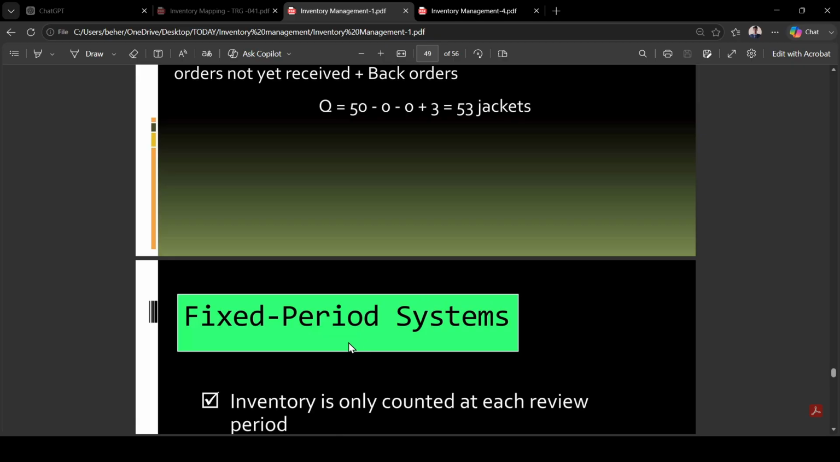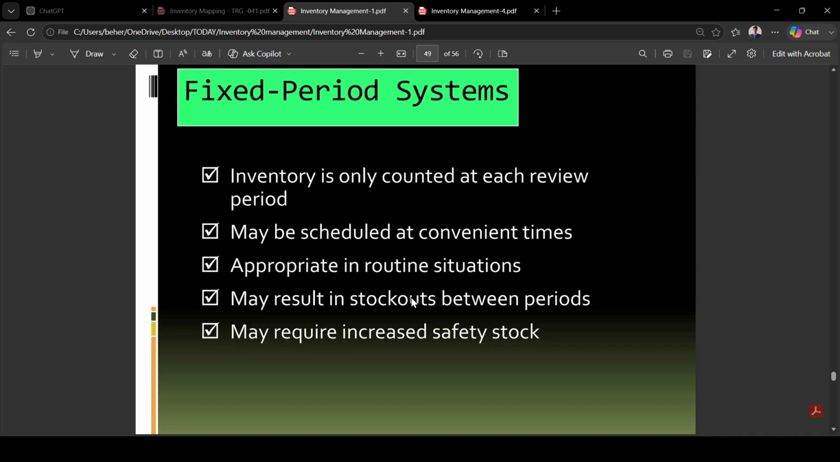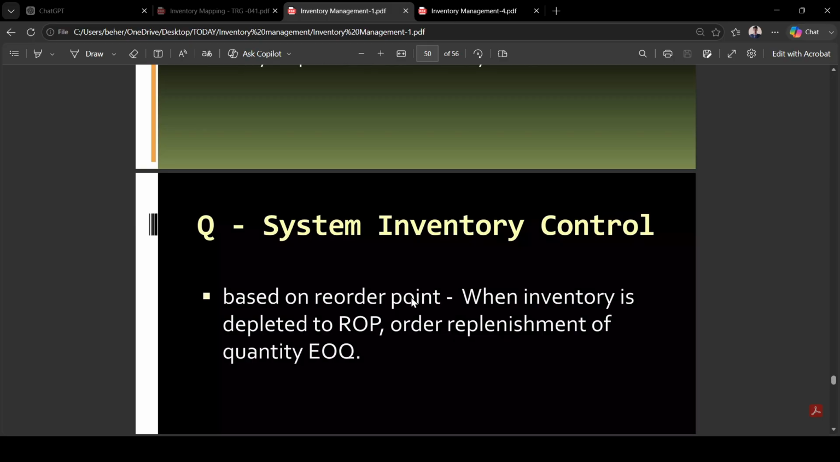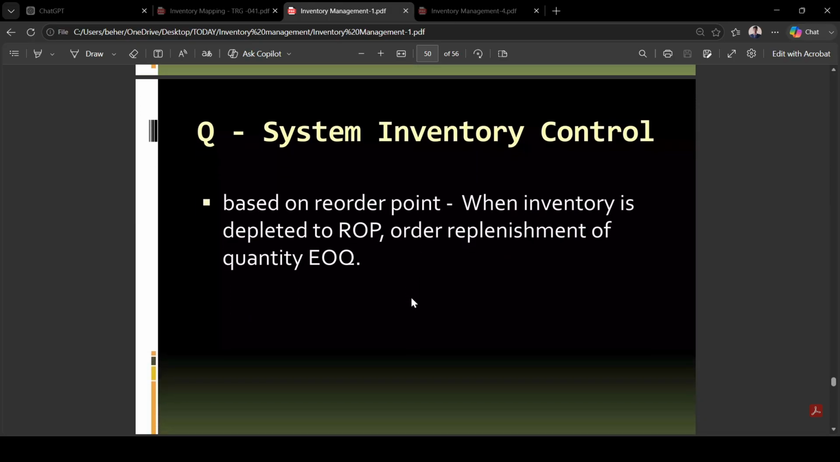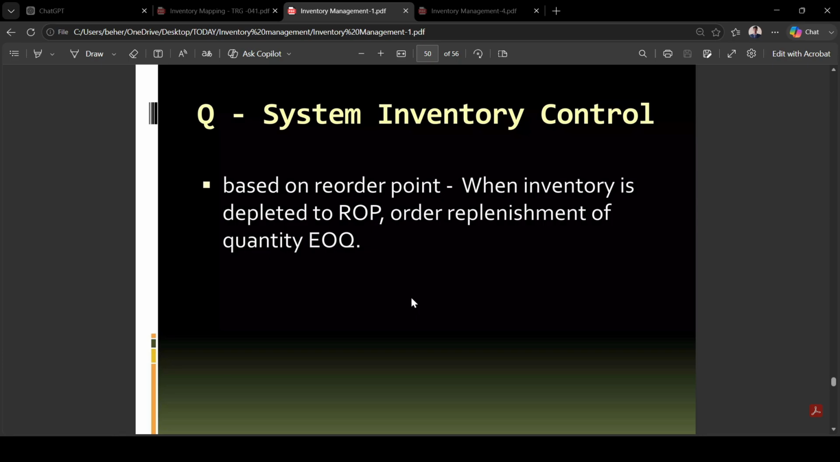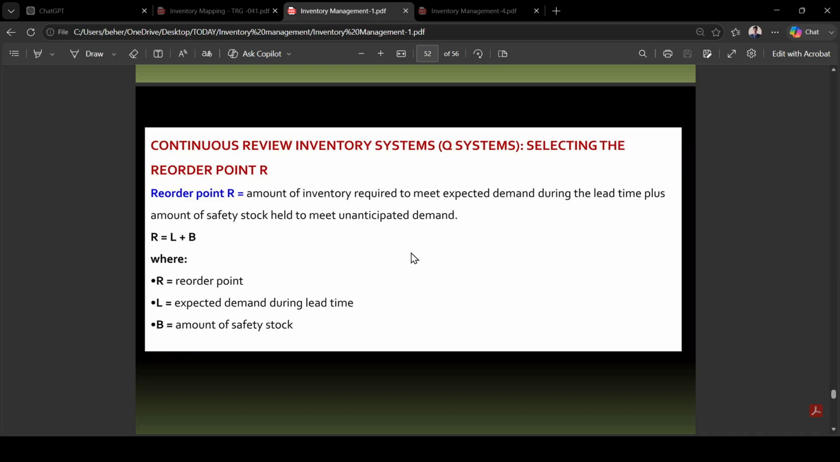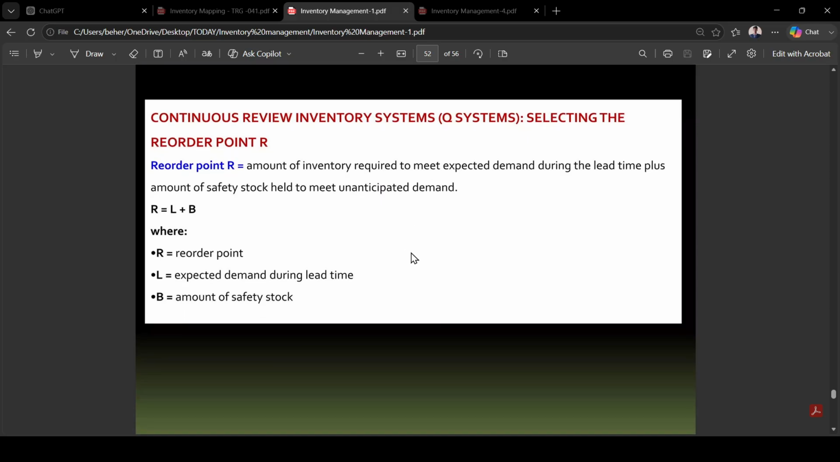The fixed period system, see that image, that is the fixed period system. Then another one is the inventory control system, where when the inventory drops to a point, automatic replacement continues. The continuous review inventory system reviews the on-hand quantity of each item in inventory and decides whether a replacement order should be placed. The fixed order quantity system uses inventory position, IP, to continuously review the system.